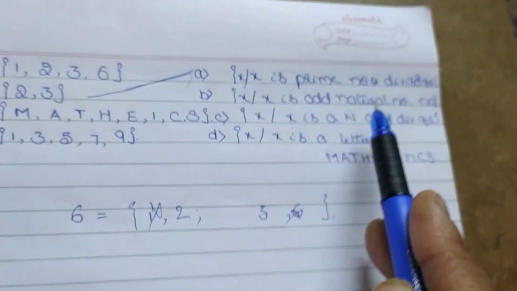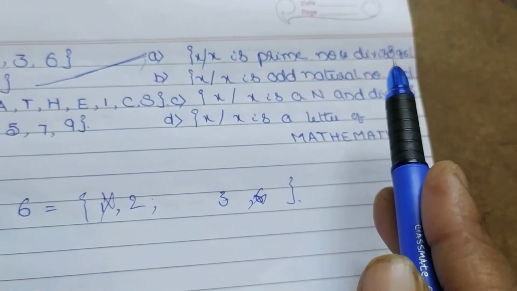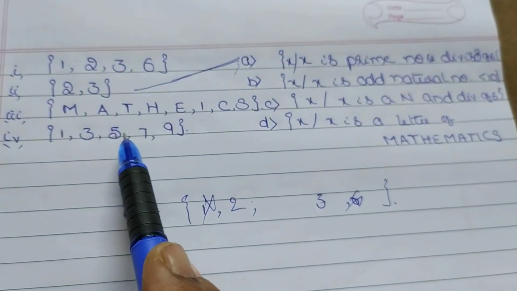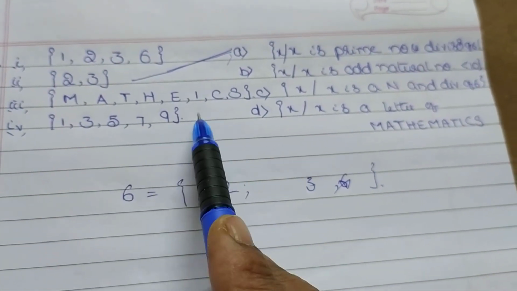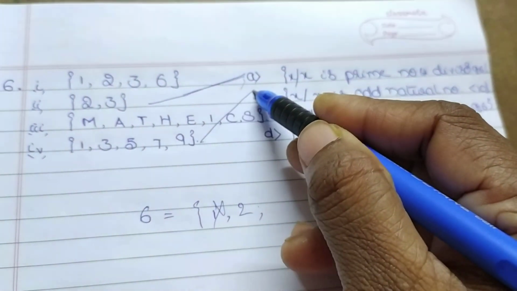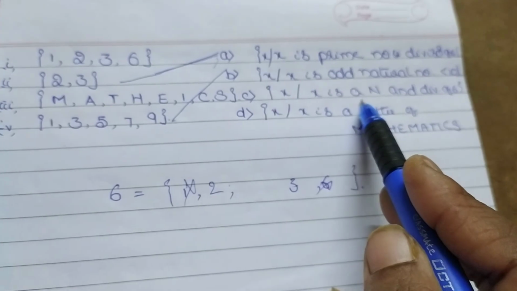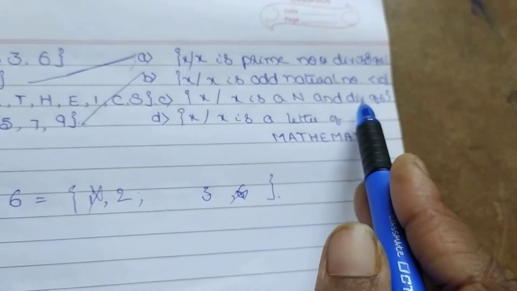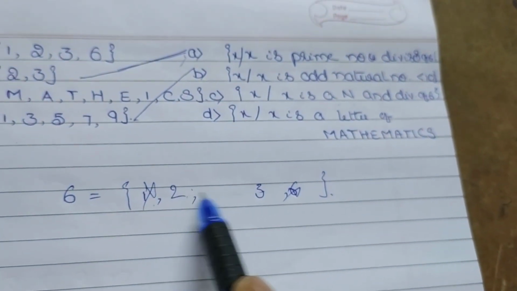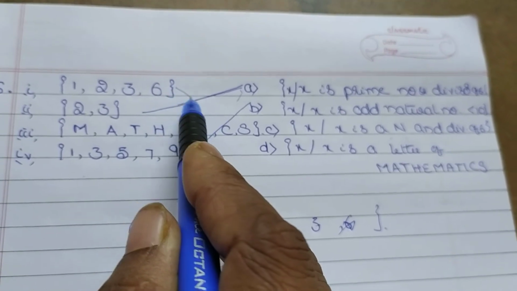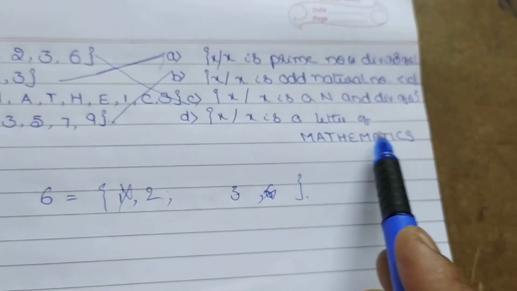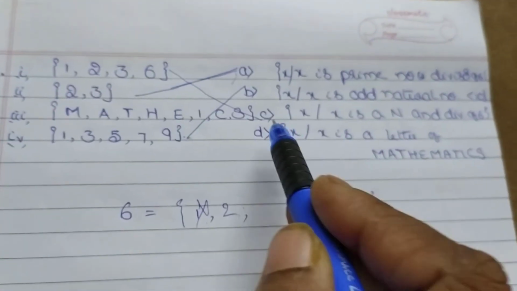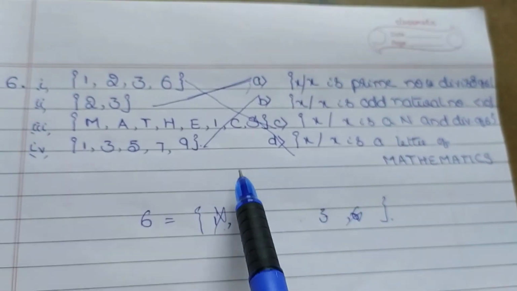Next, x is an odd natural number less than 10. It should be an odd number, and a natural number less than 10. So 1, 3, 5, 7, 9. These are the odd numbers less than 10. So the B answer is the fourth one. X is a natural number and a divisor of 6. What are the divisors of 6? 1, 2, 3 and 6. So this is C. X is a letter of mathematics. So X is a letter of mathematics means it is this. So the third one is D.